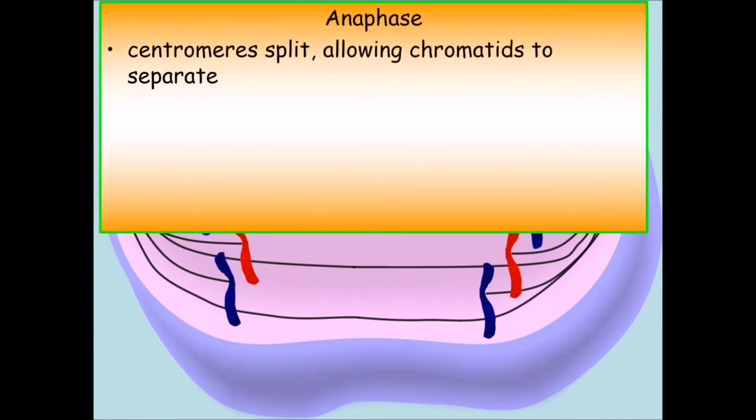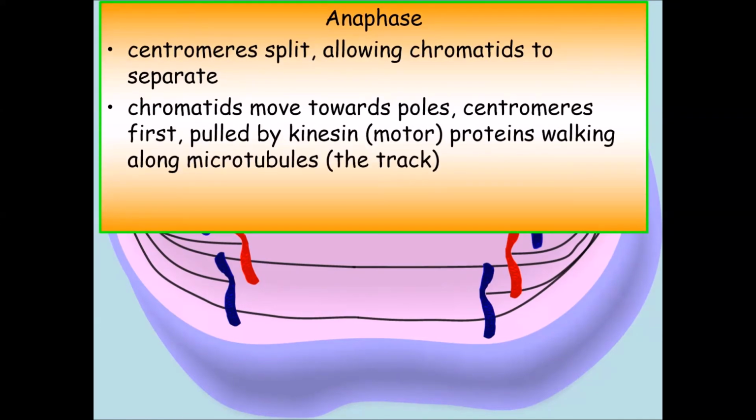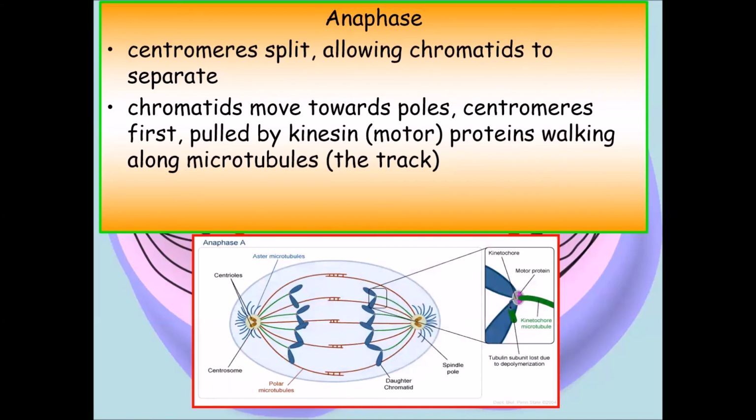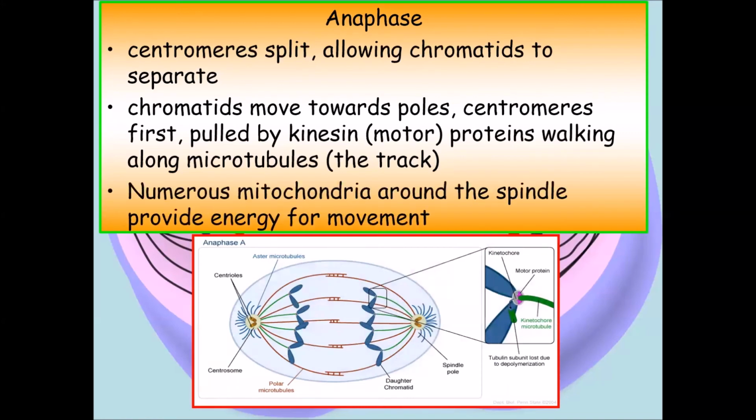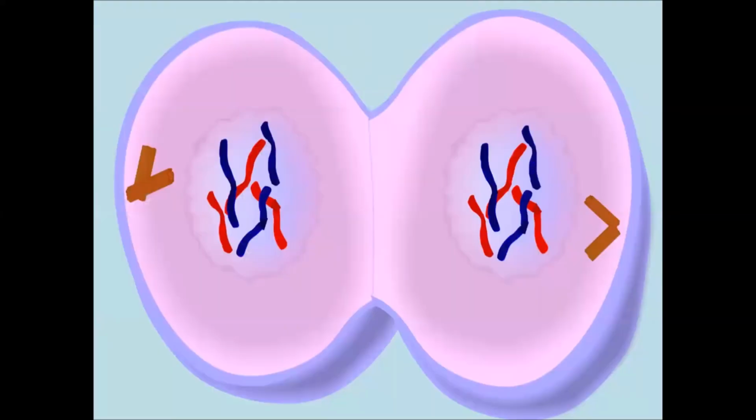We end up with the centromere splitting and the chromatids moving to the opposite poles. And it's done by these little motor proteins which walk along the track of the spindle. There are loads of mitochondria needed for this because it takes a lot of energy to move those cellular components about. Next stage is telophase, and that is recognizable as two nuclei within one cell.